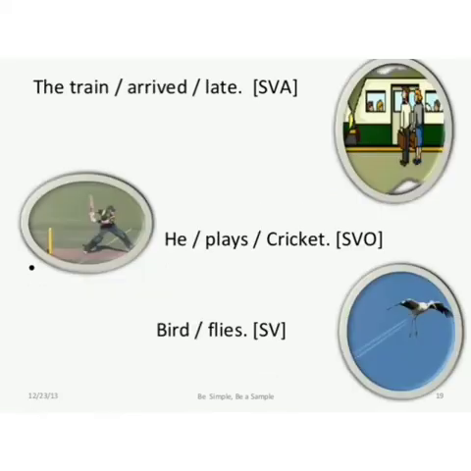So it is SVA. The train arrived late. So SVA. He plays cricket. Subject, verb, object. Birds fly. Subject, verb. So adjunct or adverbial answers the question how, when, where, why.